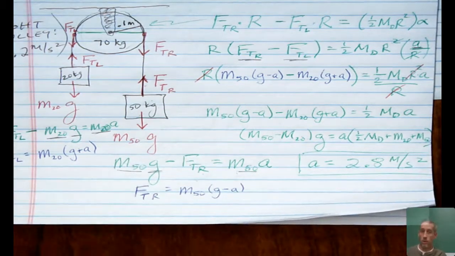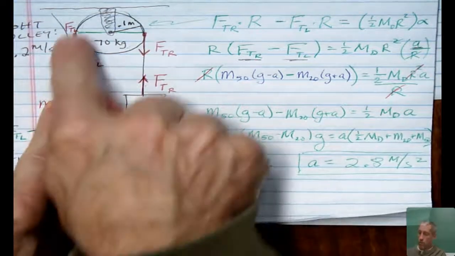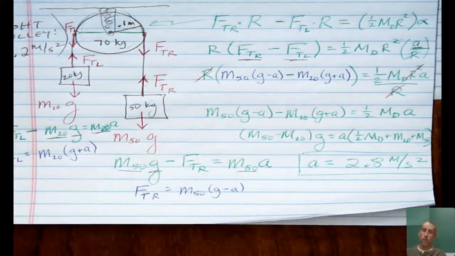Now I know this was lengthy, but I think you're going to see things like this, where we have linearly moving objects up and down connected to spinning objects like this pulley wheel. They take different forms, but I think this will be a good guide for how you start things like that.